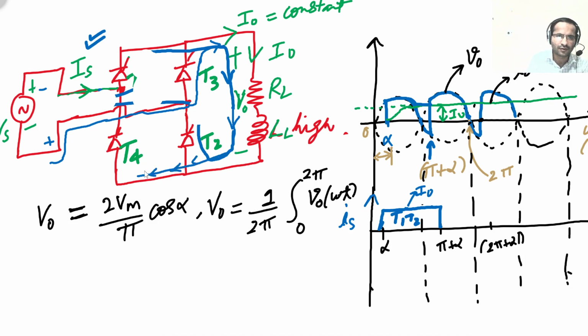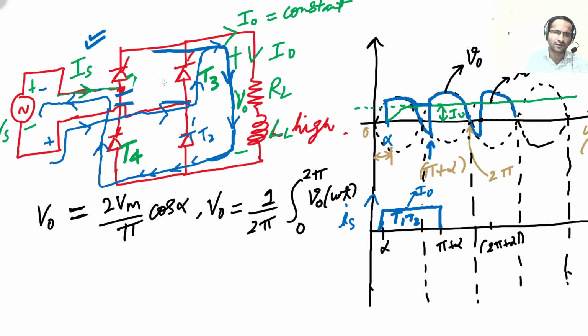through T4. This is T2 again. It will complete its path through T4 and it will again enter the source. So this is how current flows in the second mode of conduction. You can see the source current magnitude is again equal to the load current, but the direction of source current is opposite to the load current. With respect to this reference direction, source current direction is opposite.